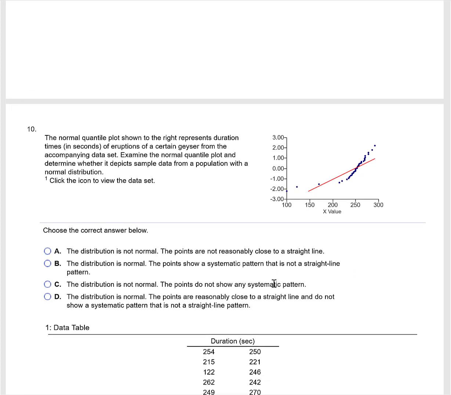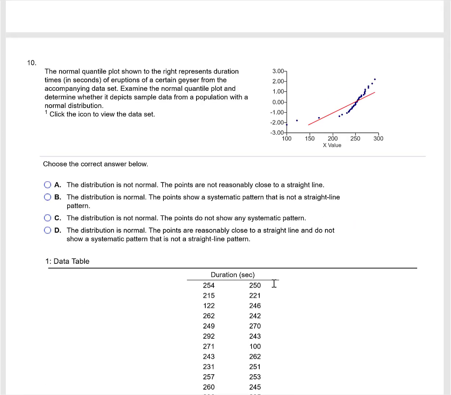So the normal quantile plot shown to the right represents the duration of times in seconds of eruptions of a certain geyser from the accompanying data set. Examine the normal quantile plot and determine if it depicts sample data from a population with a normal distribution. So if we look at that, we see it's not normal. So we can eliminate answers B and D. Why isn't it normal? It's not normal because there is a systematic pattern there, but it's not close to a straight line. So the correct answer there is A.